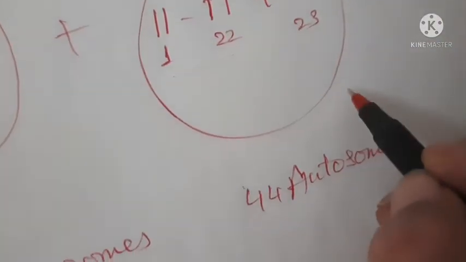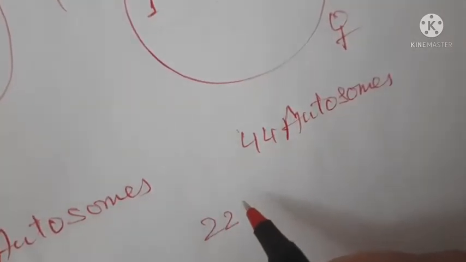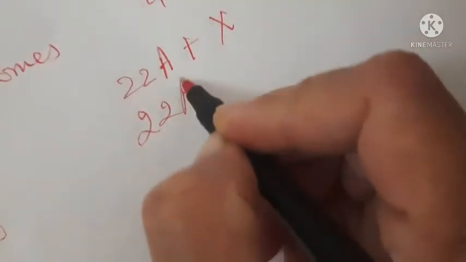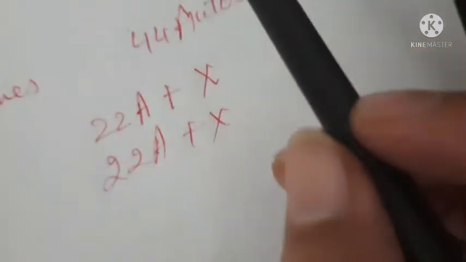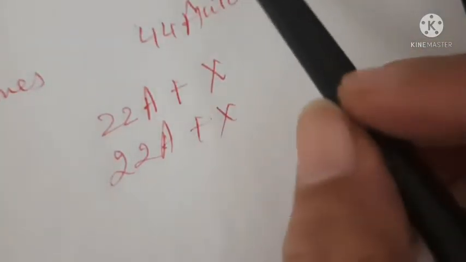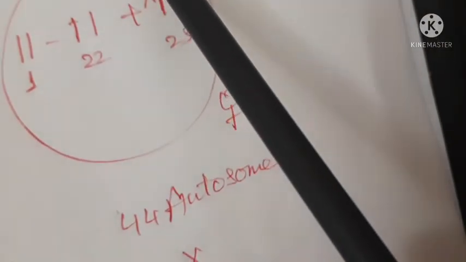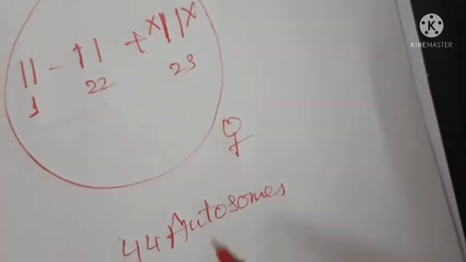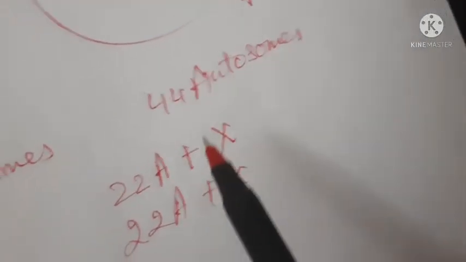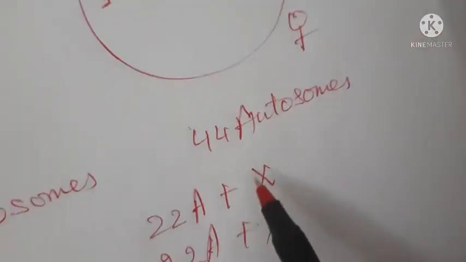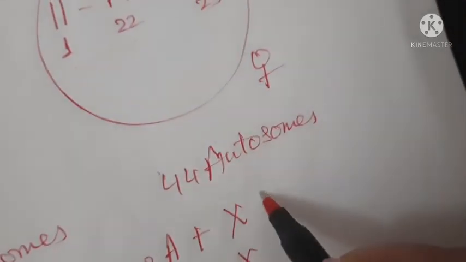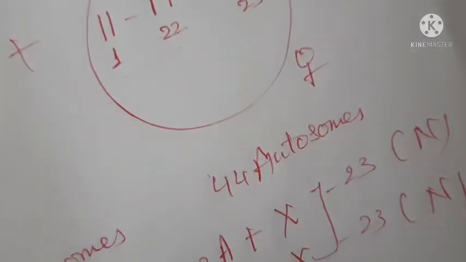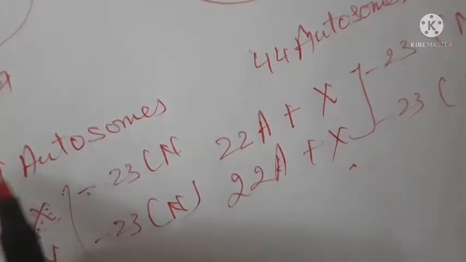Now in case of females, there will be 22 autosomes plus 1 X chromosome. Here also it is the same combination. 4 cells are formed, and all the 4 cells will have the same combination. So whatever ova are formed, all the ova will have the 23rd X chromosome. This is 23 chromosomes, that is n, and here also n. These are sperms and these are ova.